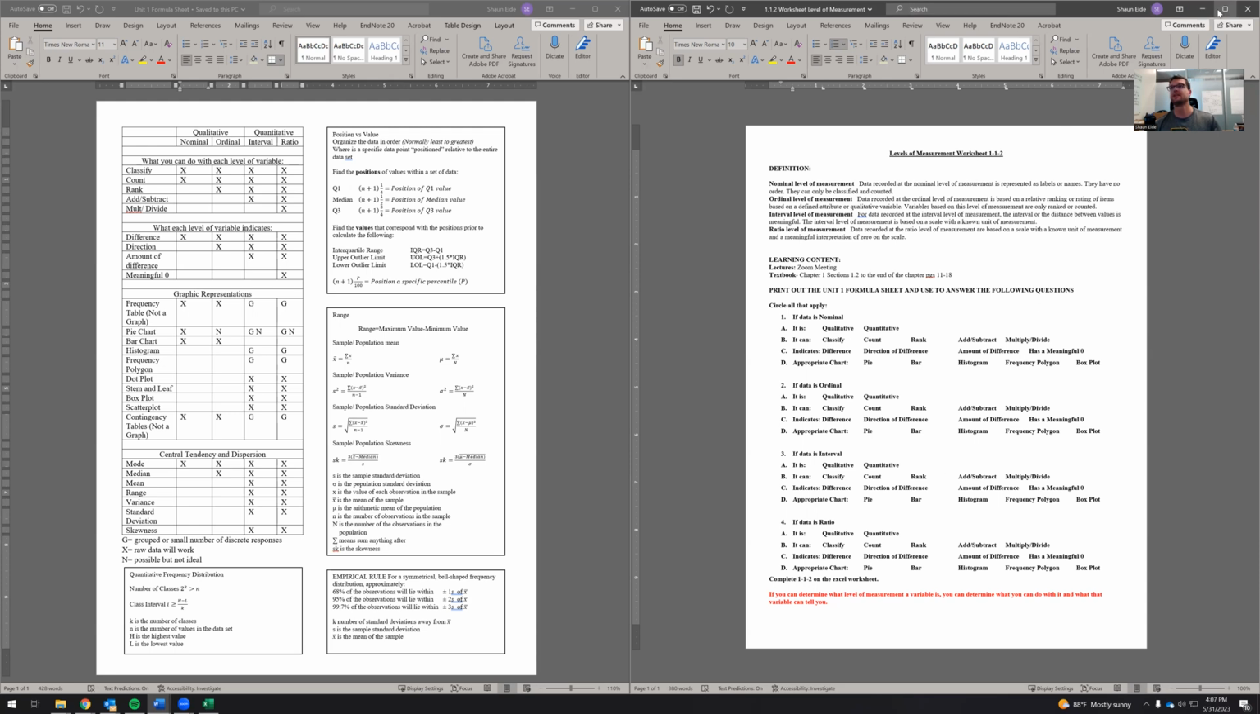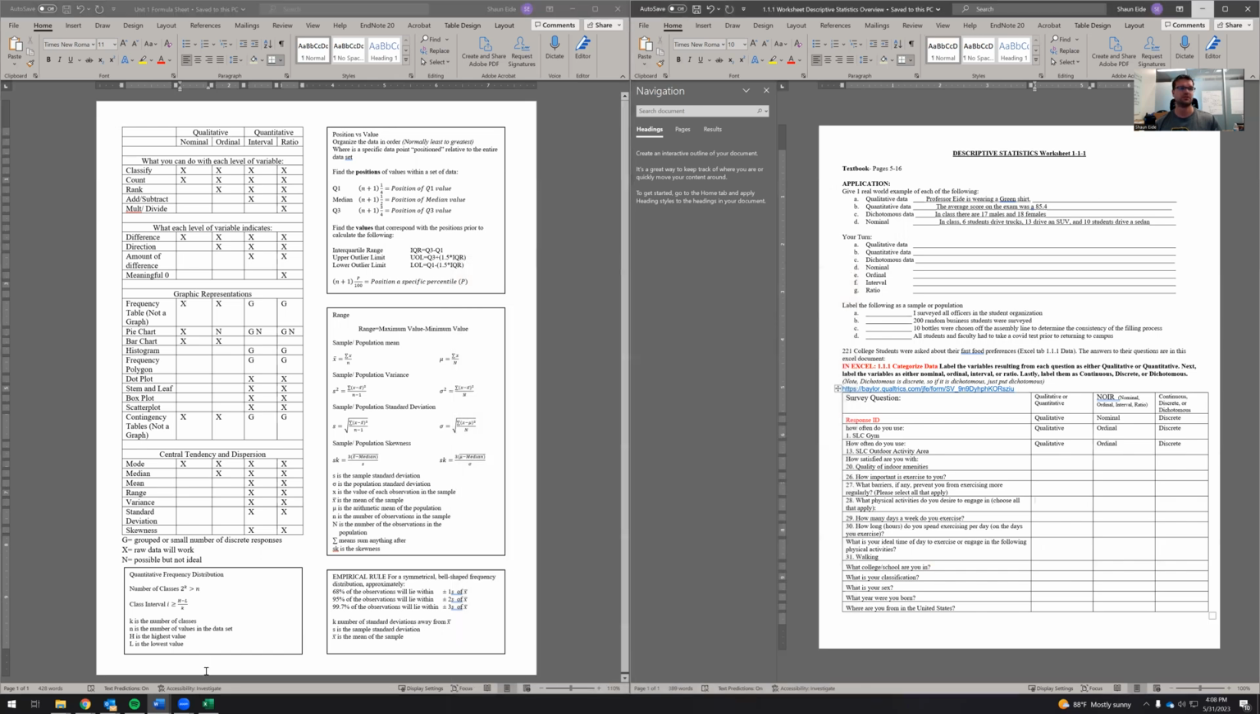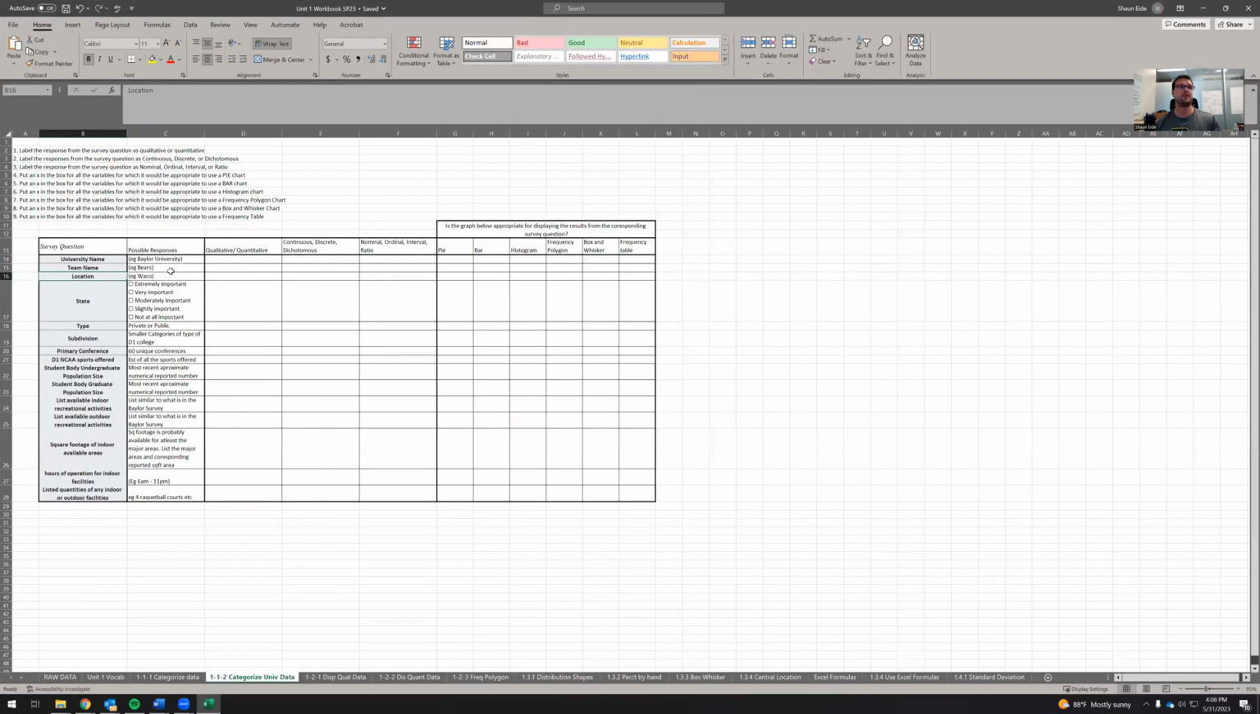And then after you're done with this, you come into the Excel document right here, and you'll notice, okay, 1-1-2, is it qualitative? Is it quantitative? Is it continuous, discrete, or dichotomous? Once you determine, hey, is it nominal, ordinal, interval, or ratio, you can tell me what type of chart to use, or what type of charts you can use. And it says, hey, put an X for all the ones that can use the bar, pie, whatever. But if you can tell what type of variable it is, you can tell what types of charts or graphs you should use.